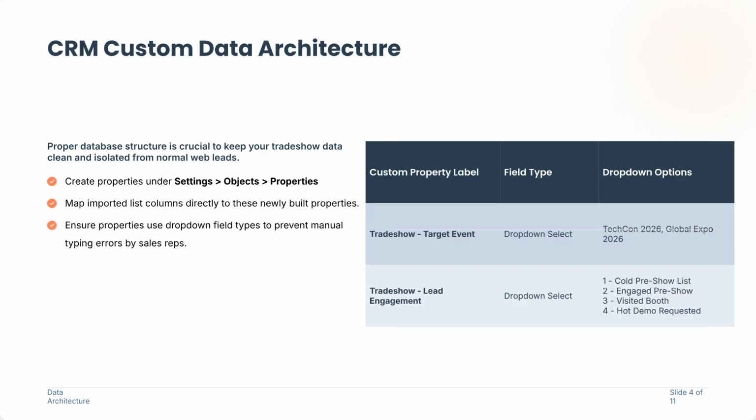A proper database structure is essential. Organize your properties under settings, objects, and properties. Map your list columns to these properties and use drop-down fields to prevent manual data entry errors by your sales team.